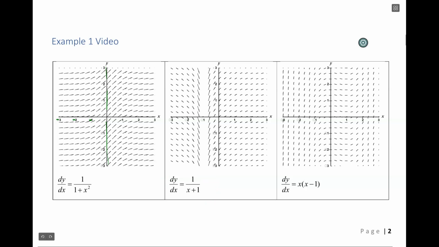And then that last one doesn't have the fraction at all, so we don't have anywhere where our slope is undefined. But notice, if x is 0 or 1, our slope should be 0. So we're seeing these nice flat slopes along the y-axis and these nice flat slopes along x equals 1. So we're seeing a couple of different spots.